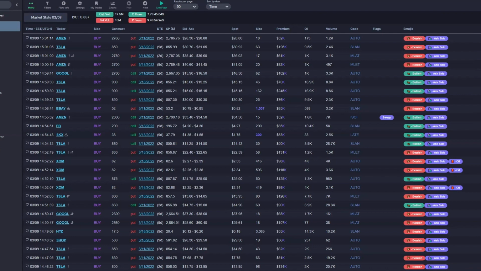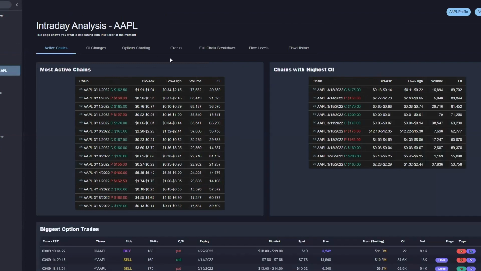So I really like to look at the live flow aspect, right? I can filter it how I'd like. I can filter it only for calls. I can filter it only to the ask side. I can filter it in terms of premium and a lot of different other ways. So this is the area where I stick to for my day trades. Now, when it comes to the intraday analyst, that's my second favorite, because I told you guys, you can see a lot of different things on the intraday analyst.